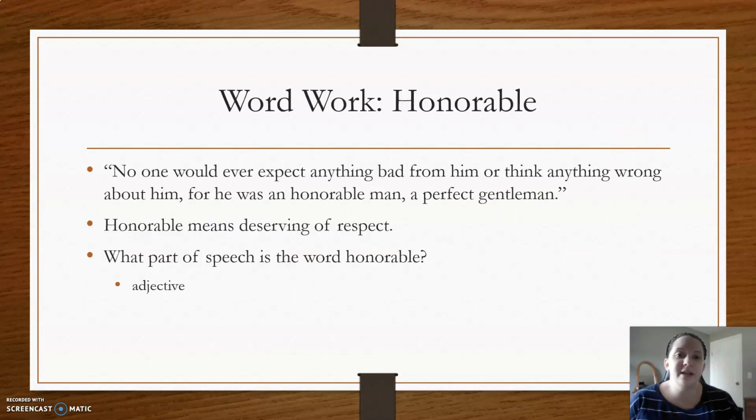So our word work for today is honorable. No one would have ever expected anything bad from him or think anything wrong about him, for he was an honorable man, a perfect gentleman. So honorable means deserving of respect, and it's an adjective.